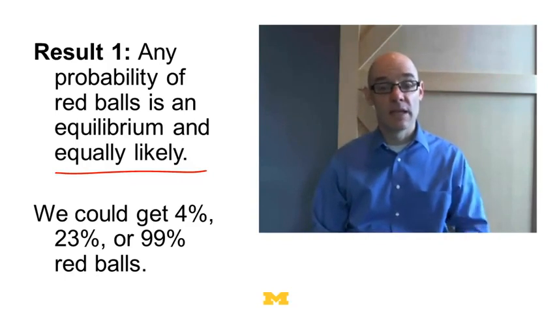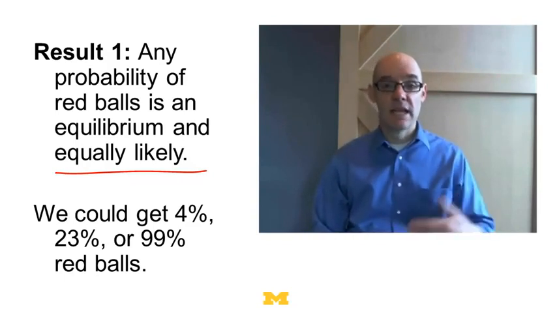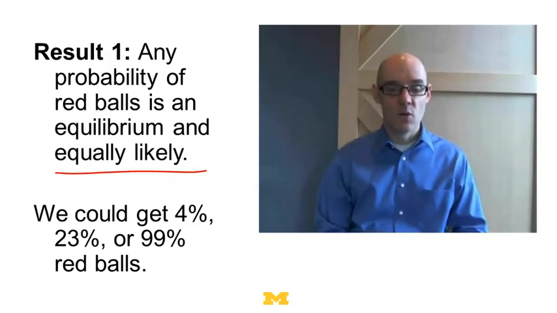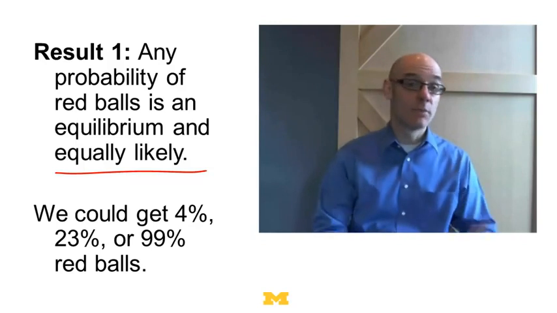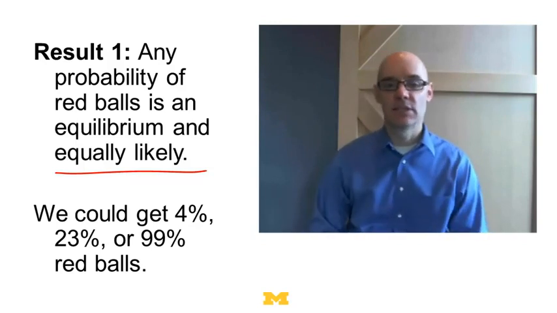Now, what's interesting about this is that if people make decisions in that way, what this result tells us is anything could happen and anything is equally likely. You're as likely to end up with 4% red shirts as 99% red shirts.